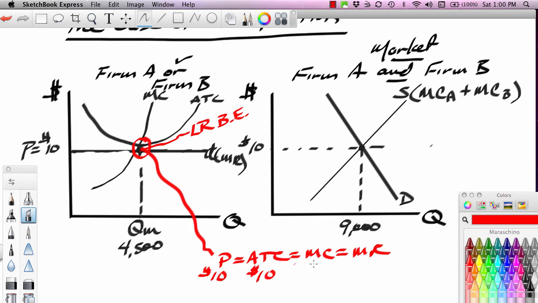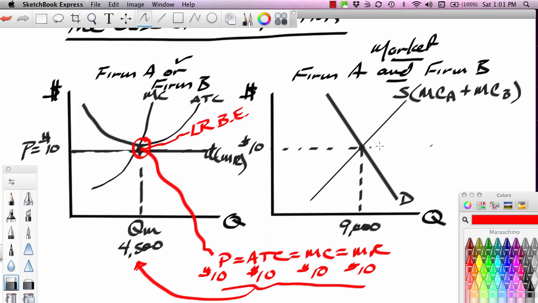So this is 10, this is 10, this is 10, and this is 10. And this is all true at what? At 4,500. All right? So we can see here that the firm is breaking even. Each firm is breaking even. However, economic break-even still means accounting profit. So the firms stay in business, but they're not earning an above normal profit, which is called an economic profit.